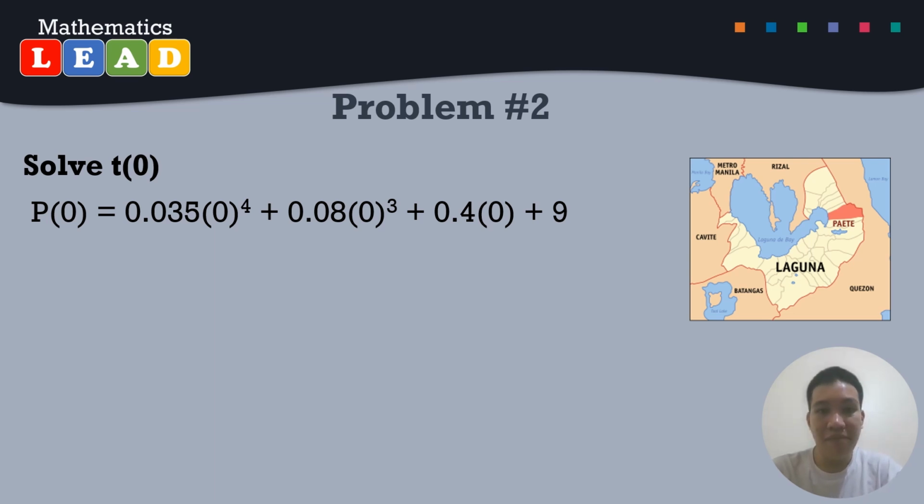What do you think will happen next? That is right. 0 raised to any number except 0 is 0. Thus, in year 0, there is a population of 9,000 in the town of Paite.